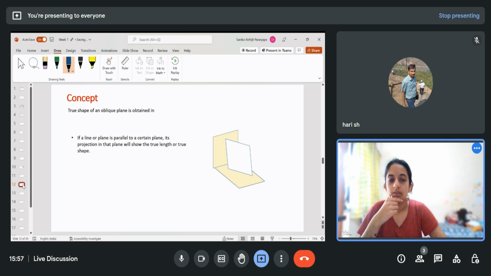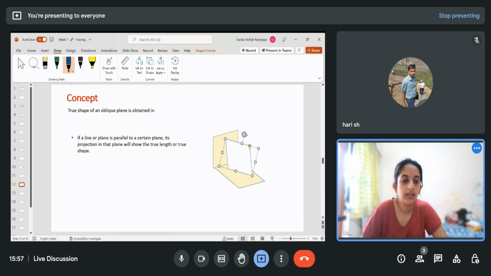So here also, if I rotate this plane so that it becomes perpendicular to HP and at an angle to VP, then here I will see the true length in HP. Or if I rotate it like this, I'll see the true length in VP.